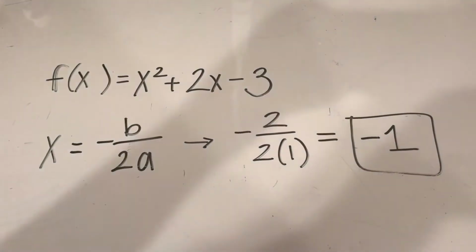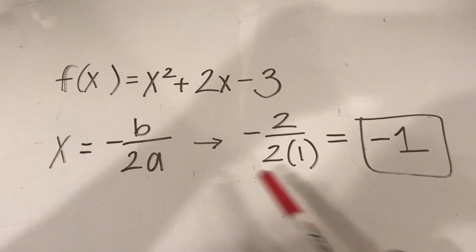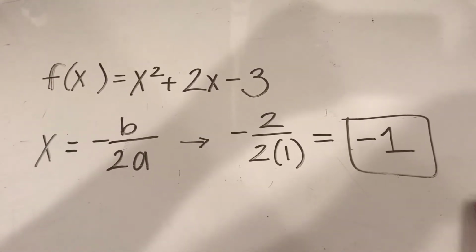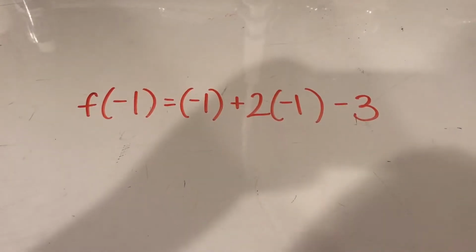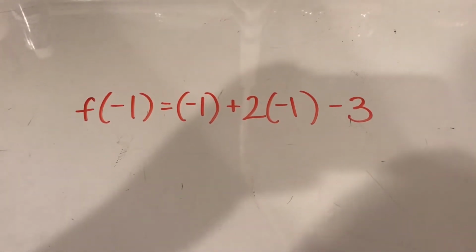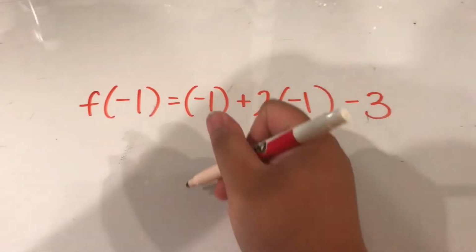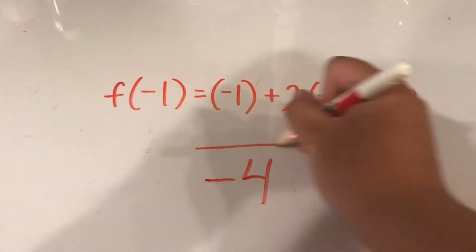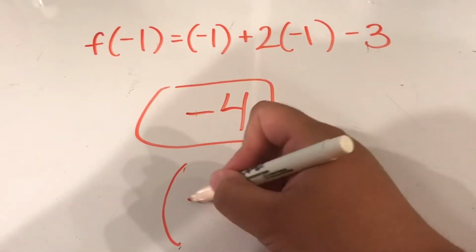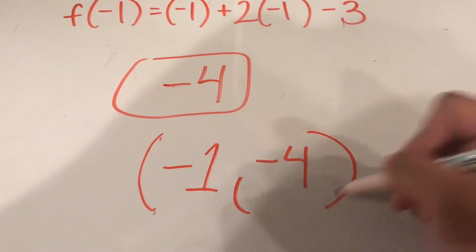To find the vertex of the function, you need to use -b over 2a, and plugging in the values would lead to -1, which is your x value for the coordinate. To find the y value, you need to plug in the -1, and solve and simplify this function. The answer you would get would be -4, which is your y value. And so the coordinate that you have is -1, -4.